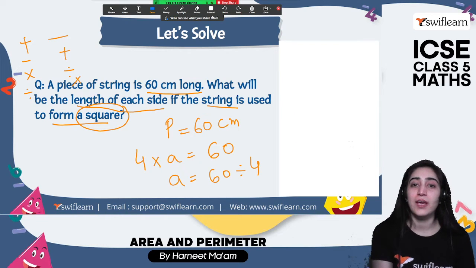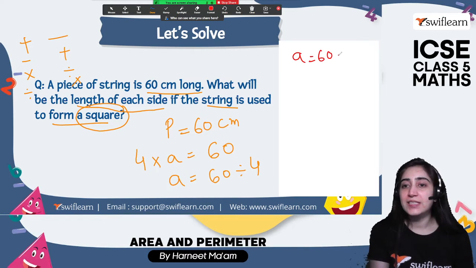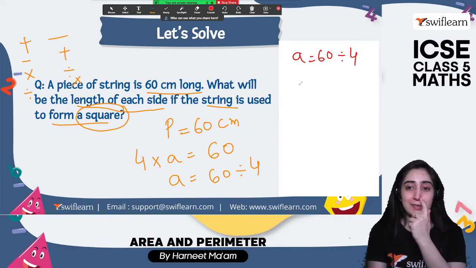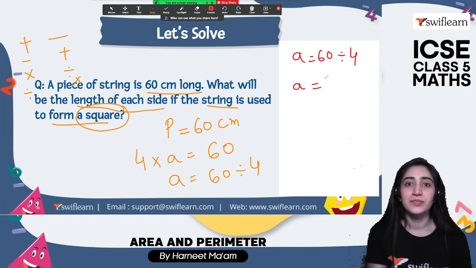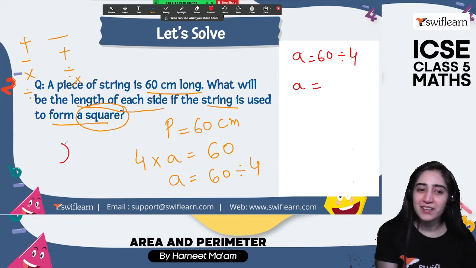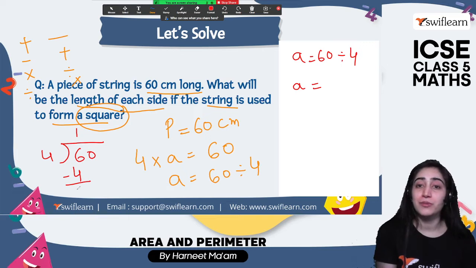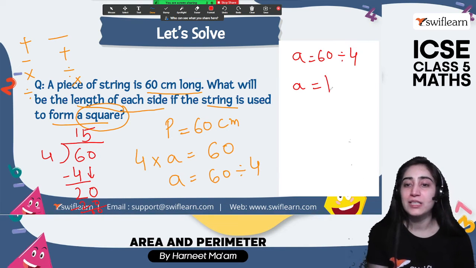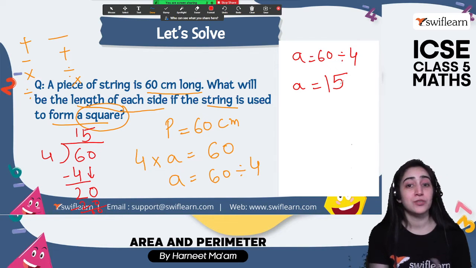So it gives me A is equal to 60 divided by 4. That gives me the answer as A is equal to, anyone who can tell me? You don't know? Let's divide it, guys. 60, 4 inside. 4 ones are 4. We subtract. We are left with 2. And this becomes 0. 4 times 5 is 20. We subtract it. We get 0, 0. So the answer is 15. A is equal to 15.